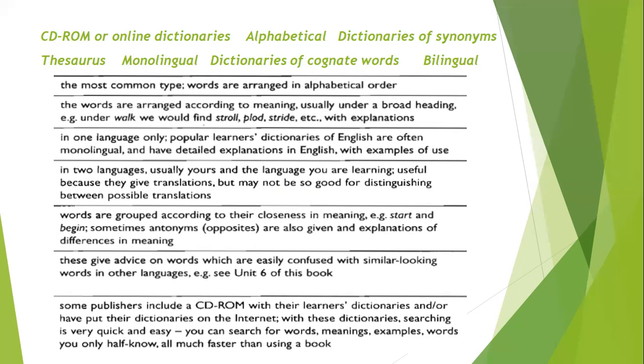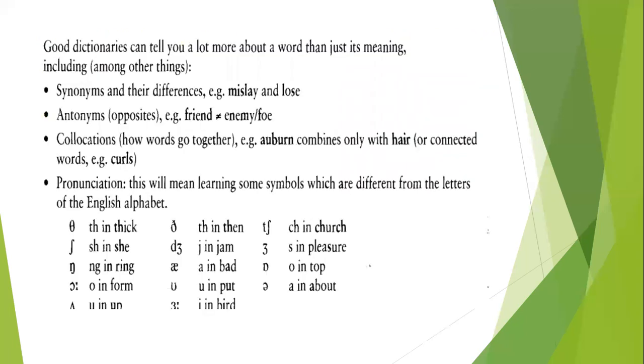And the last type is bilingual. It is in two languages, usually yours and the language you are learning. A useful dictionary because it gives translations, but it may not be so good for distinguishing between possible translations. What do you think? What makes a good dictionary?